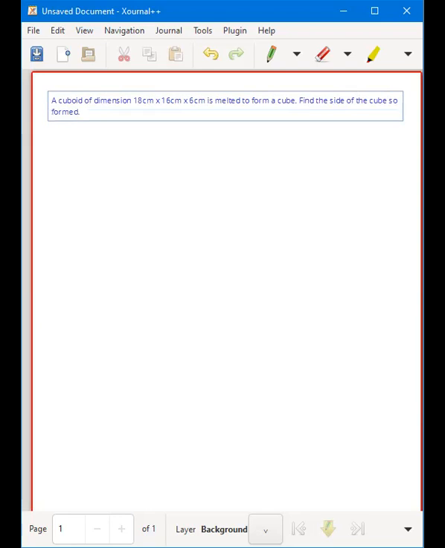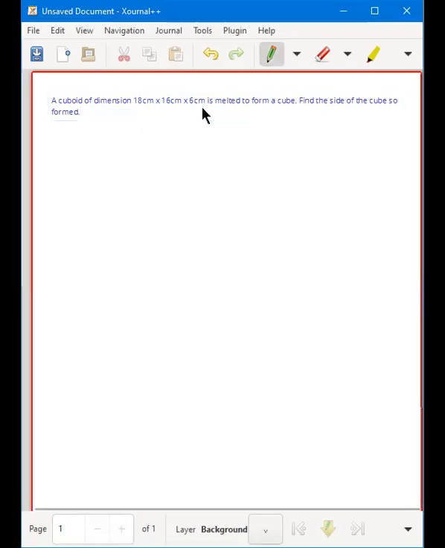Please do this. A cuboid of dimensions 18 centimeters into 16 centimeters into 6 centimeters is melted to form a cube. Find the side of the cube so formed. Whenever we give these dimensions like this, 18 centimeters into 16 centimeters into 6 centimeters, this is always L into B into H.